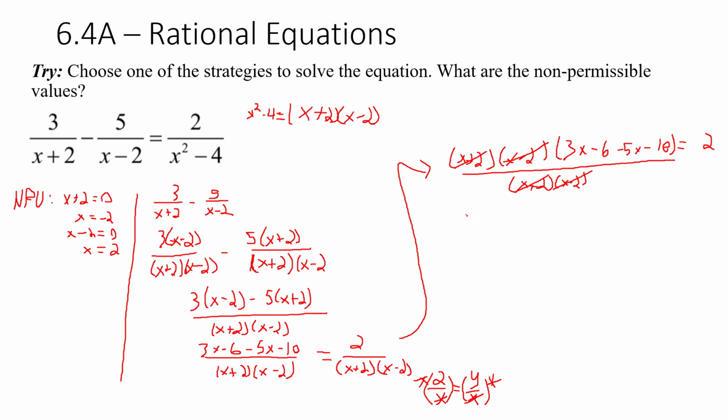So 3x minus 5x is negative 2x, and negative 6 minus 10 is negative 16, and now that equals 2. Let's bring the 16 over to the other side. We want to isolate our x, so negative 2x equals 2 plus 16, so 18, and then divide both sides by negative 2, and our x equals negative 9.